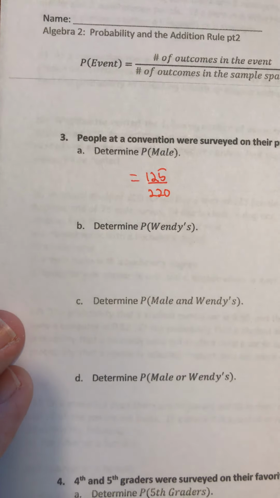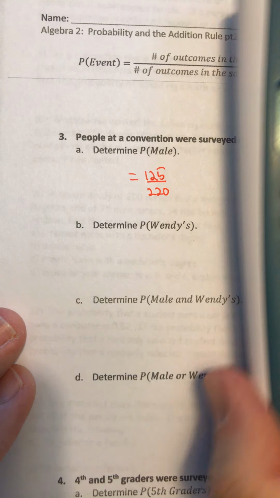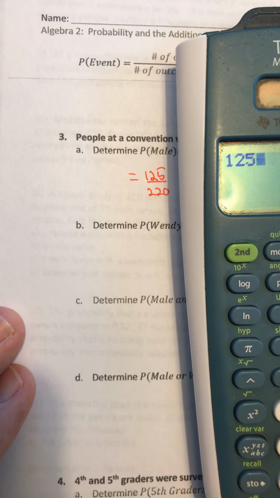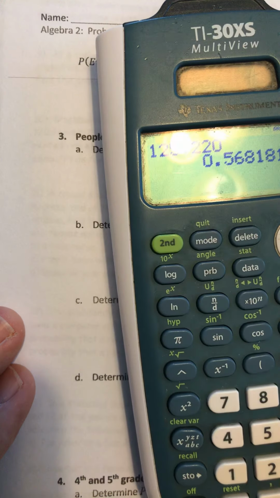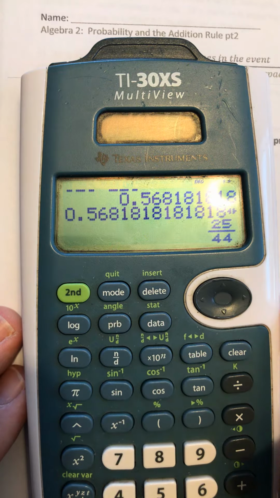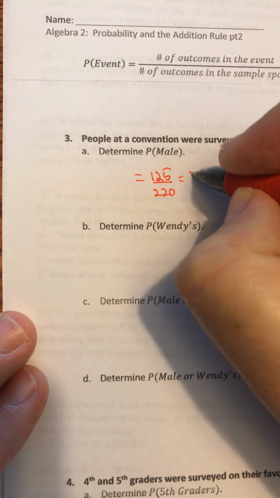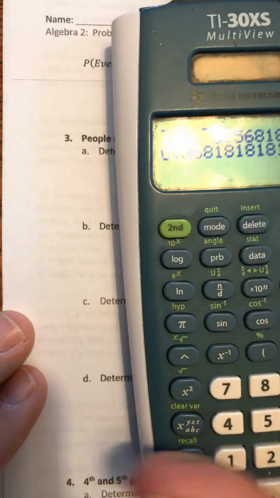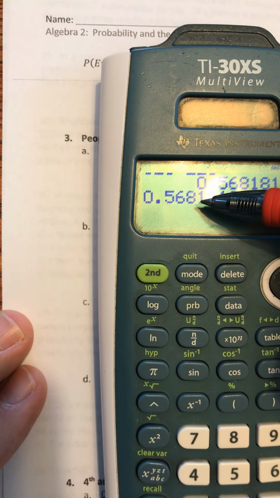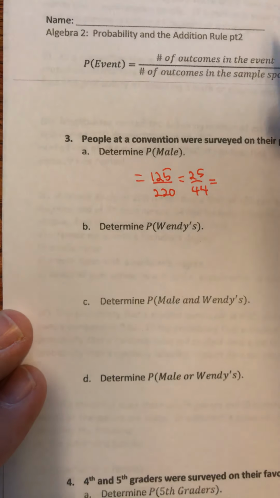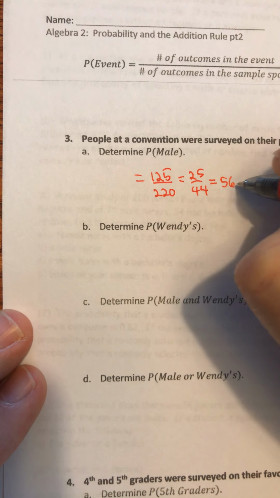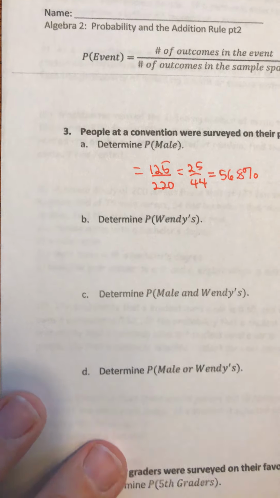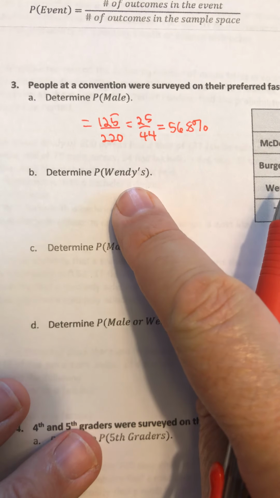Now you can reduce that fraction, always reduce your fraction. So 125, and if you got this calculator, awesome, it reduces for me. That's 25 over 44. Now if I wanted that as a percent or a decimal, that's 0.568, or 56.8%. Determine the probability that their preferred restaurant is Wendy's.